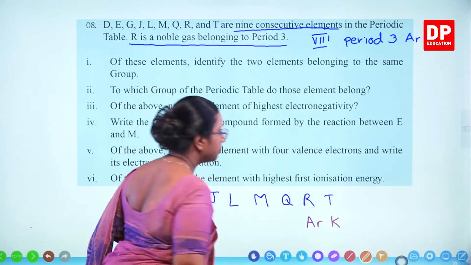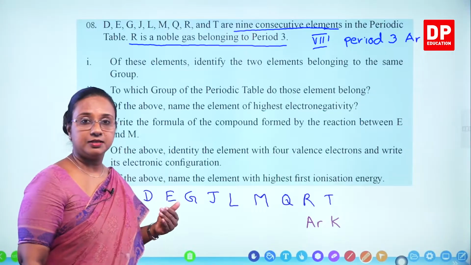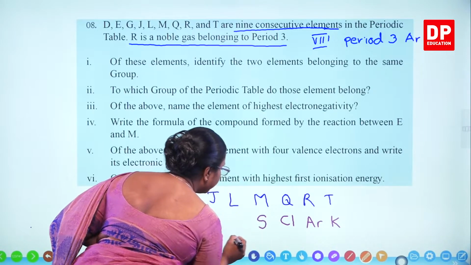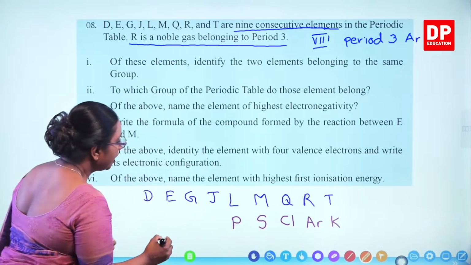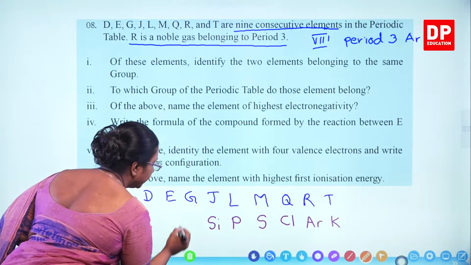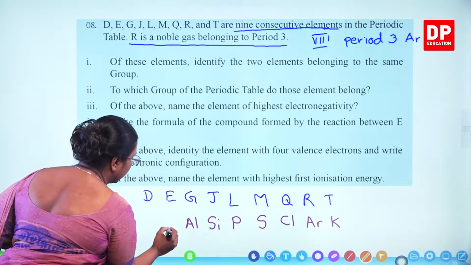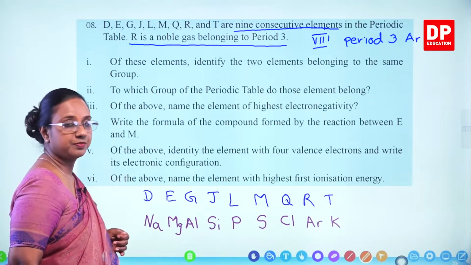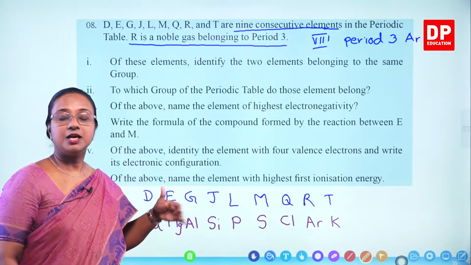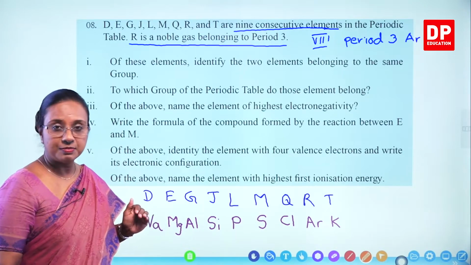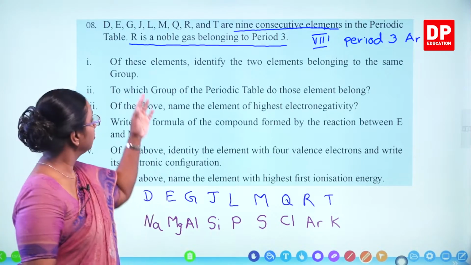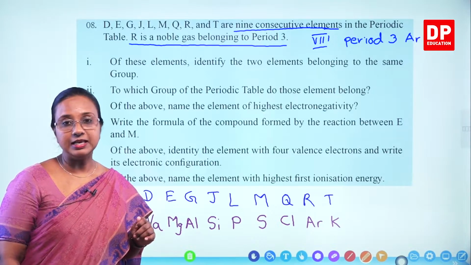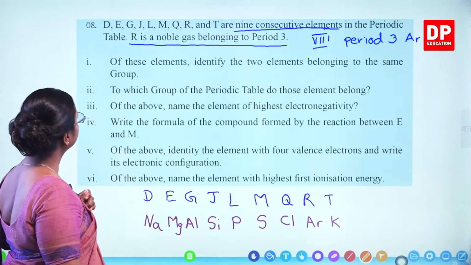So, T is potassium. And before argon, if we write down the elements, Q has to be chlorine, M sulfur, L phosphorus, whereas J is silicon, G aluminium, E magnesium, and D has to be sodium. If you write this down, students, you may not be using the real symbols, but it will be easy for you to relate these properties and answer the questions so that you will not make any mistakes. Now we'll go to the questions.